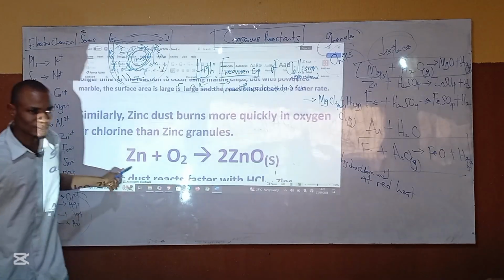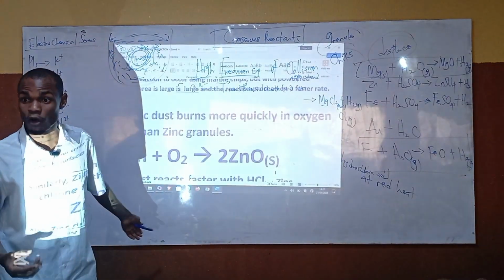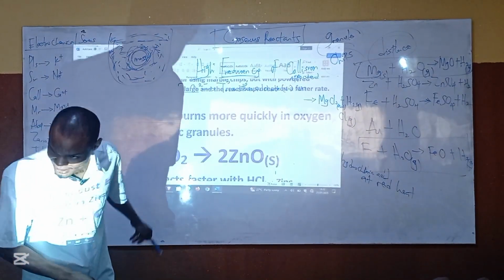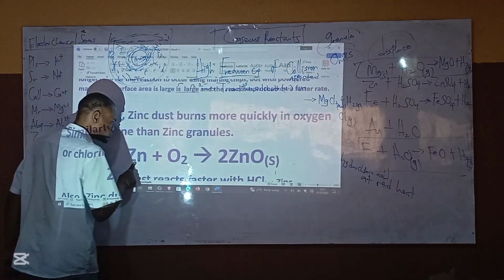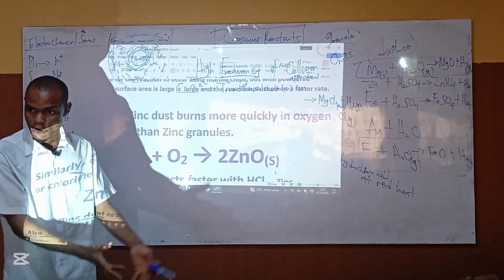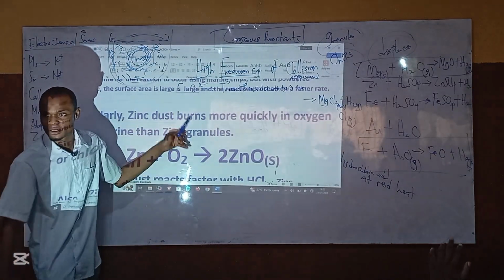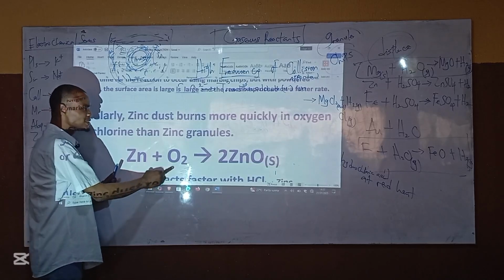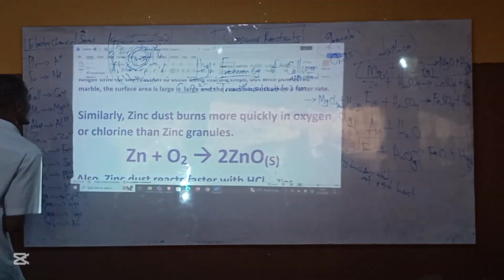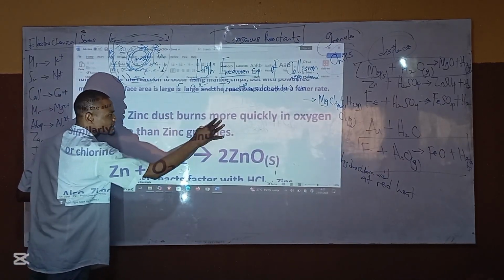Can you see? I get it now. This is combustion. When you say combustion, it means something is burning in oxygen. So metals can combust in oxygen to form another compound. Zinc burns, combusts in oxygen faster. Now, that will turn your brain. They will say zinc dust combusts more quickly in oxygen.